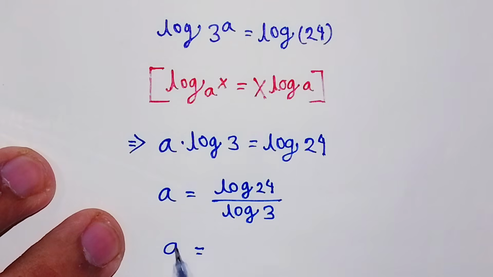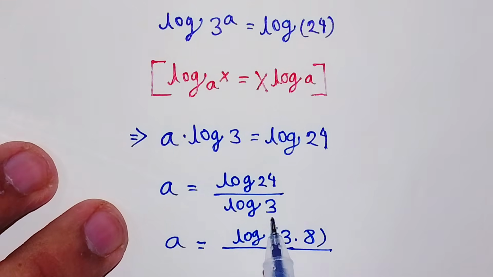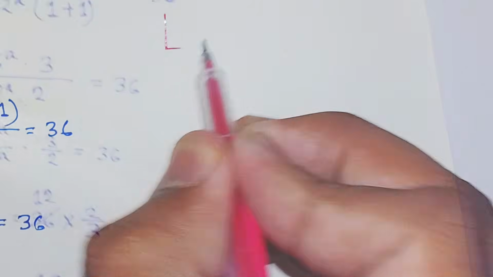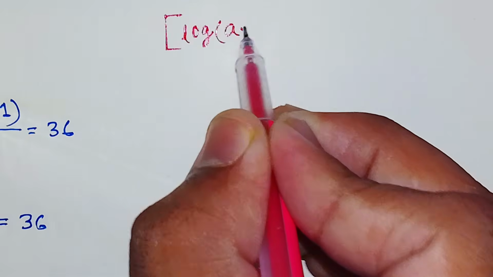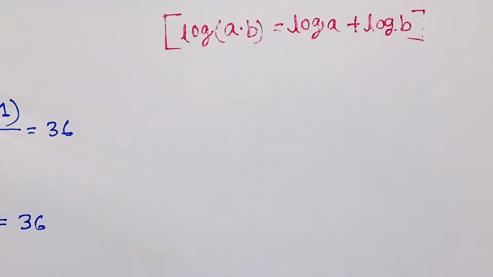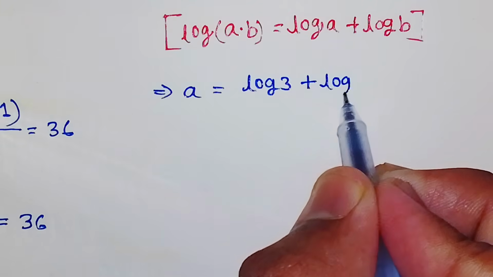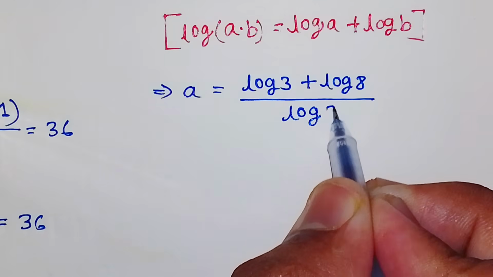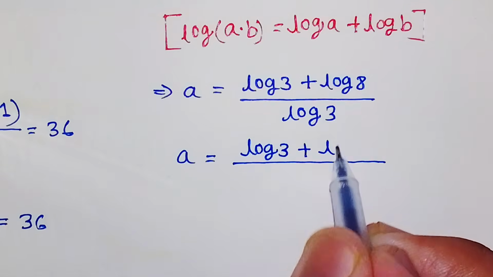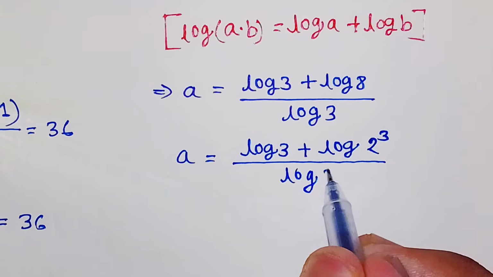After simplifying this, we can write a equals log(3 times 8), because 3 times 8 equals 24, divided by log 3. The formula is log(a times b) equals log a plus log b. So here we have to use a equals (log 3 plus log 8) divided by log 3. Then we can write a equals log 3 plus log, we know 8 equals 2 to the power 3, divided by log 3.